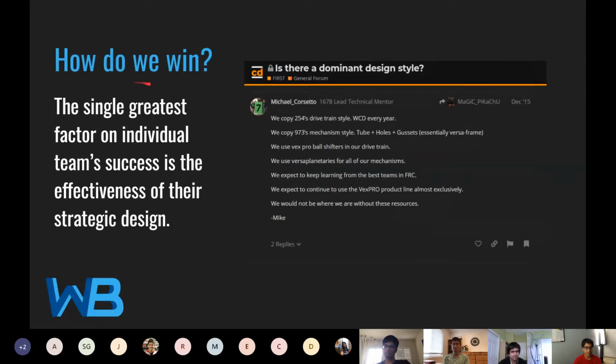That works. So the single greatest factor on a team's individual success is the effectiveness of their strategic design, at least in my opinion. So this is 1678's lead technical mentor, and just overarching lead mentor, really. Mike Corsetto. He developed the original blueprint we use for strategic design presentations. He's a pretty cool guy.